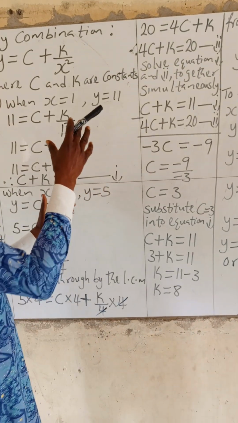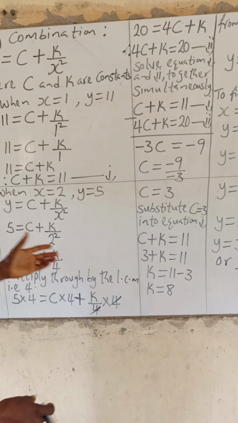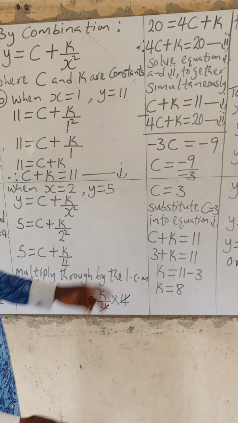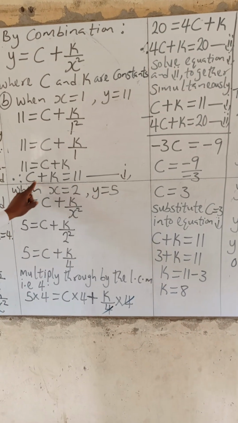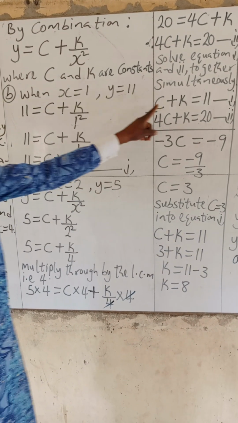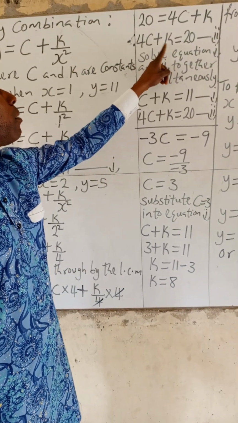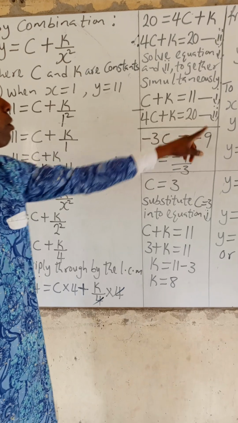To get the values of c and k, we are going to solve equations 1 and 2 together simultaneously. So equation 1 says c plus k equals 11, while equation 2 says 4c plus k equals 20.